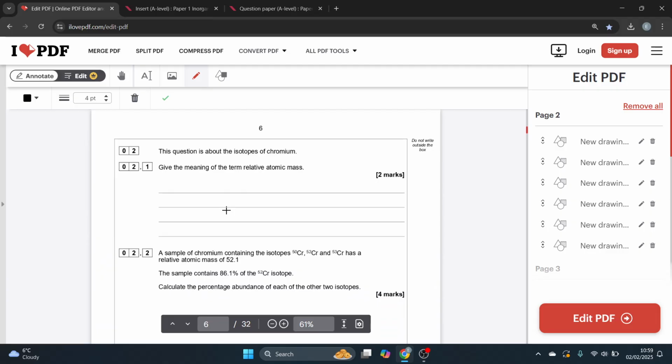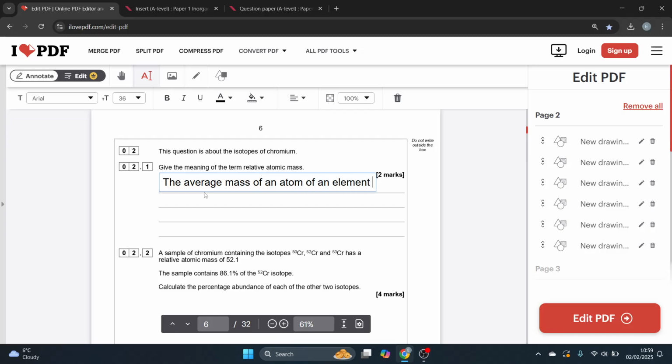Question 2.1, give the meaning of the term relative atomic mass. Definition question. So, it's the average mass of an atom of an element on the scale where an atom of carbon-12 is 12.